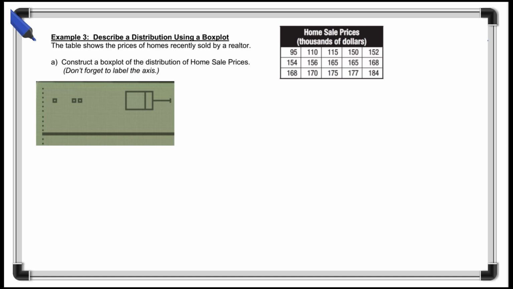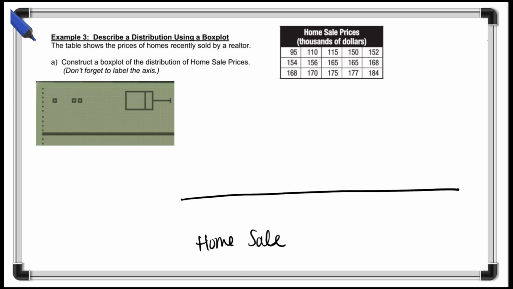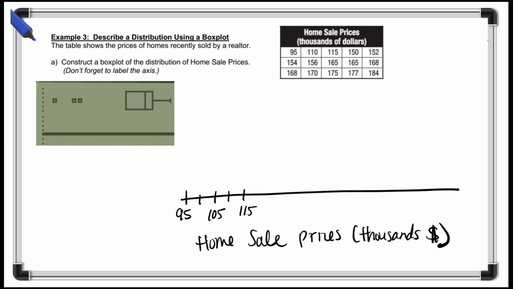So now we can make our box plot here. We are talking about home sale prices, and remember, these are thousands of dollars. You're going all the way from 95 to 184. So we can probably count up by tens. Let's say this is 95. You could label every 5 or 10 here. Let's label every 10.